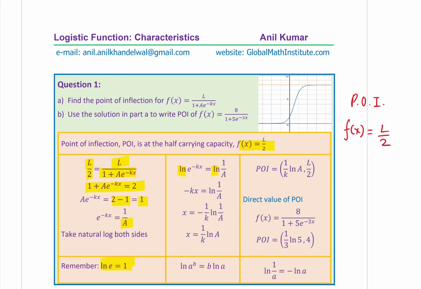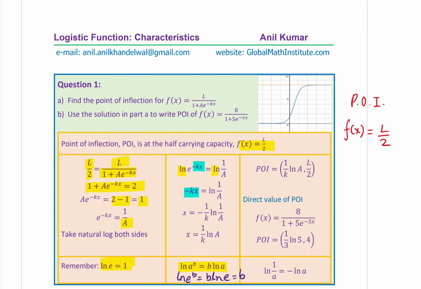Now, we'll apply the power rule at this place. Power rule, I hope you remember, ln a to the power of b is b ln a. So you have to revise your skills on logarithmic functions, correct? Now in this particular case, ln e to the power of b will be b times ln e. As you know, ln e is 1, it will be equal to b. And therefore, what is b? b is minus kx. So ln e to the power of minus kx will be minus kx. Perfect? On the right side, we get ln 1 over a.